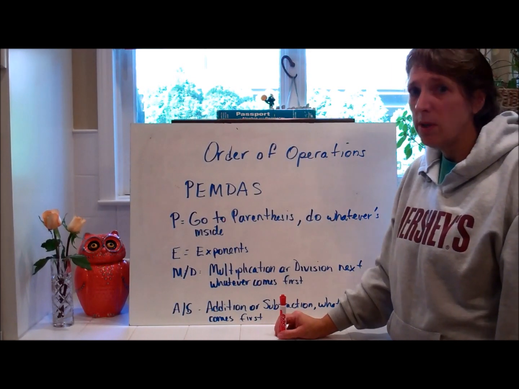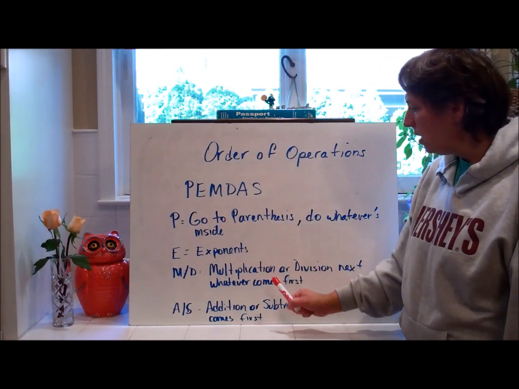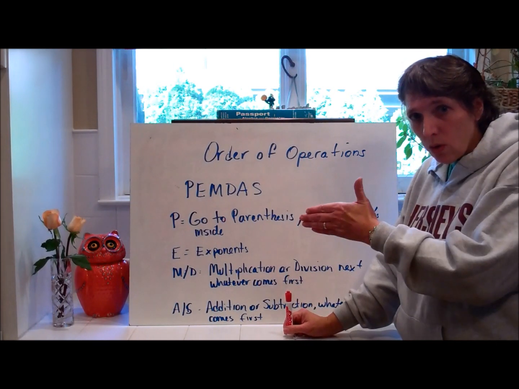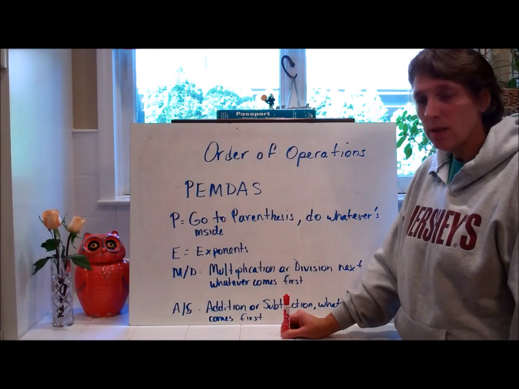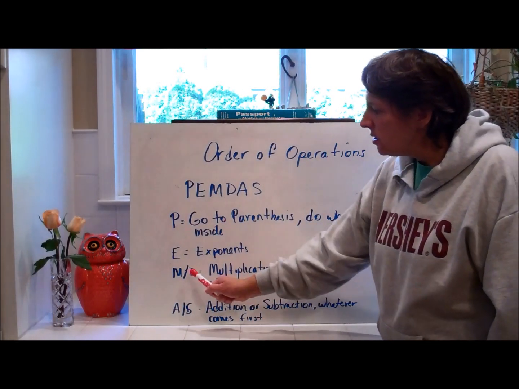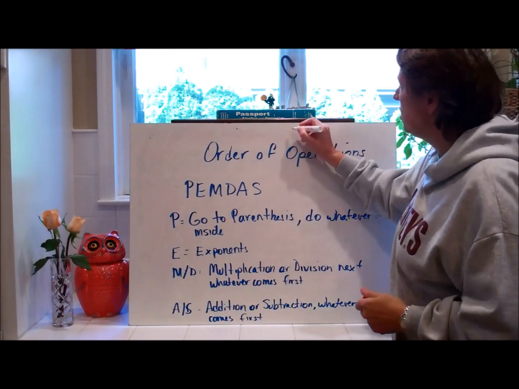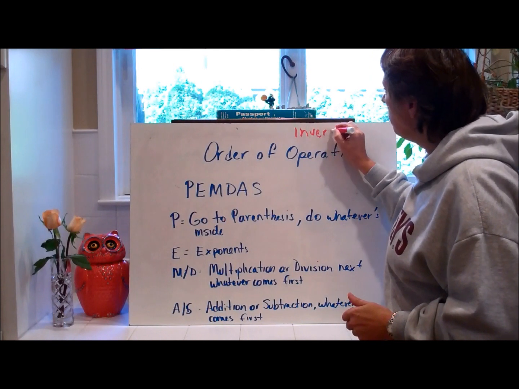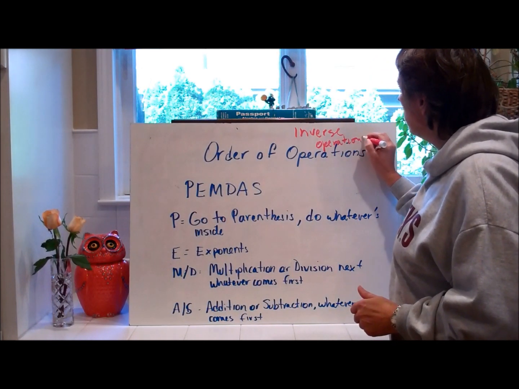You go left to right, whatever comes first, multiplication or division in the expression. Remember, it's an expression because it doesn't have an equal sign. So multiplication and division, whatever comes next, in order, left to right, as you read the problem is what you do next. That's because they're called inverse operations, and you need to remember that.